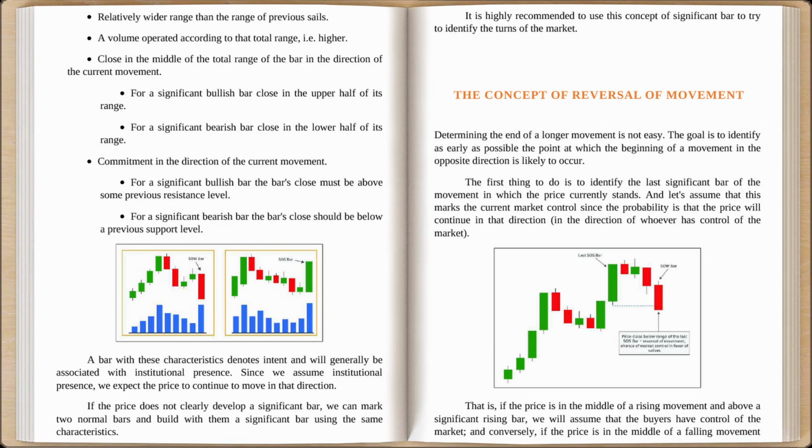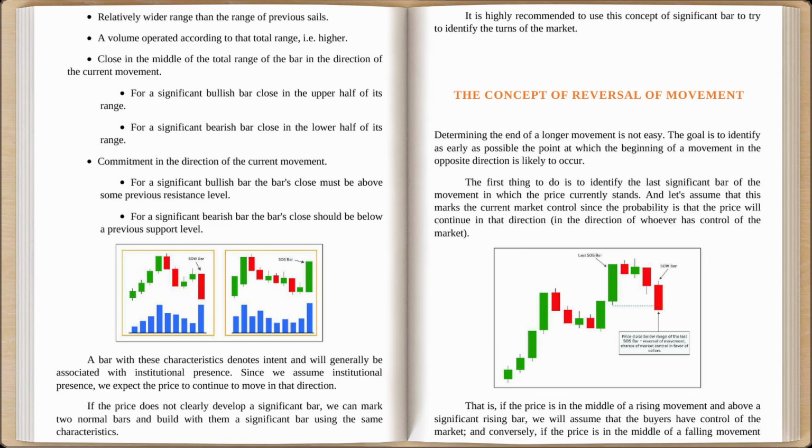The concept of reversal of movement. Determining the end of a longer movement is not easy. The goal is to identify as early as possible the point at which the beginning of a movement in the opposite direction is likely to occur. The first thing to do is to identify the last significant bar of the movement in which the price currently stands. Let's assume that this marks the current market control, since the probability is that the price will continue in that direction, in the direction of whoever has control of the market.